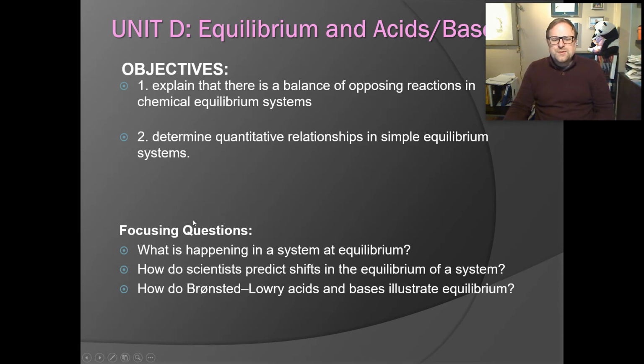These are our main objectives, and we've already talked about those up on the screen here. The questions that you should be able to answer by the end of this unit: what's happening in a system at equilibrium? We should be able to answer that one by the end of this lesson. Try to create a visualization of what's going on there. How do scientists predict shifts in the equilibrium of a system? That's Le Chatelier's principle, concept D3.